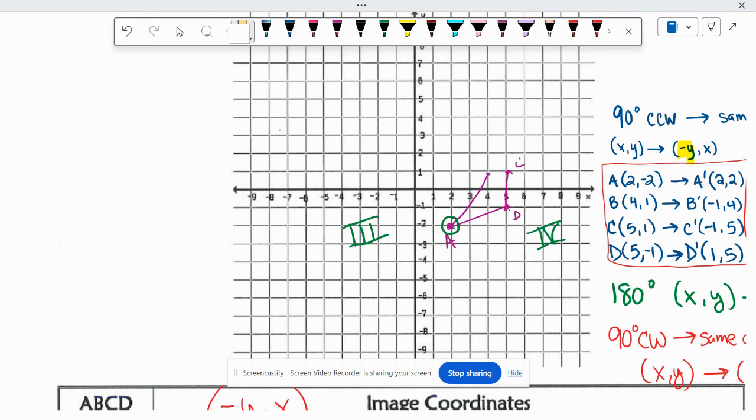So I'm going to show you what I mean to help you remember your rules. So if I started with the point (3, 2).